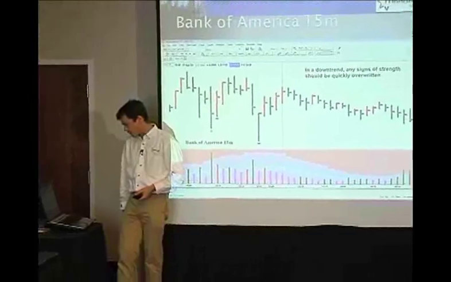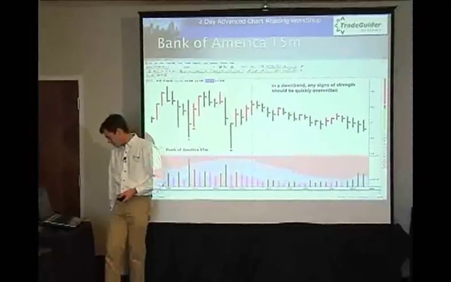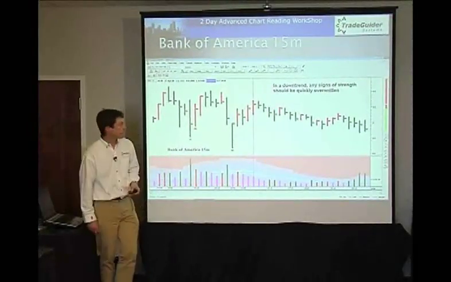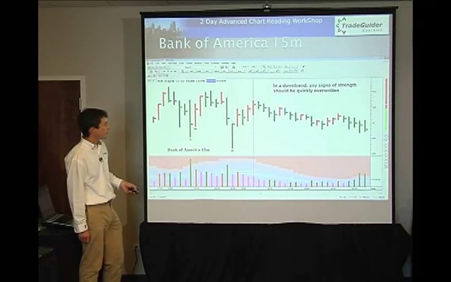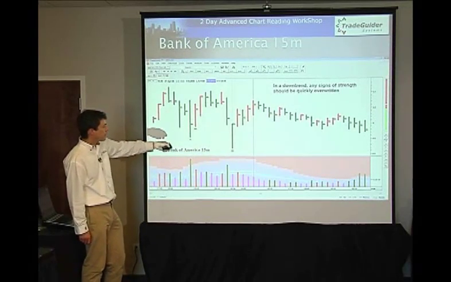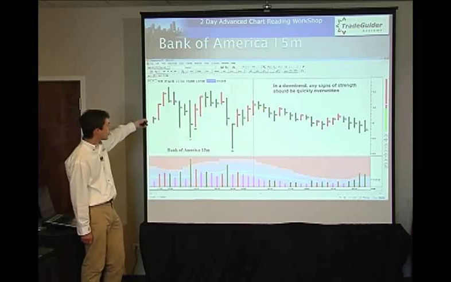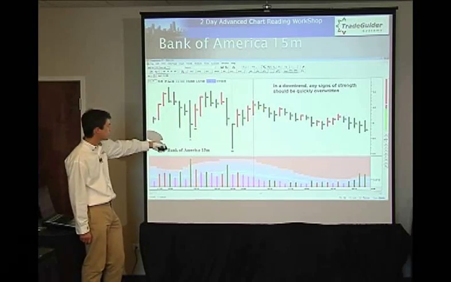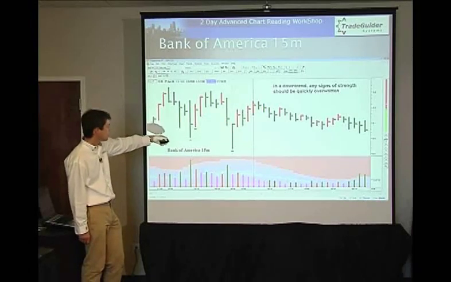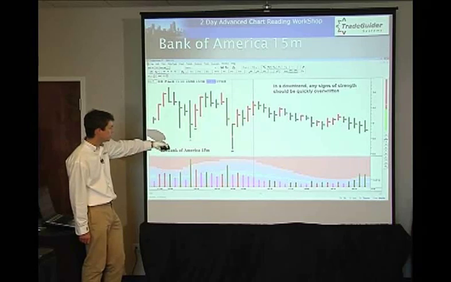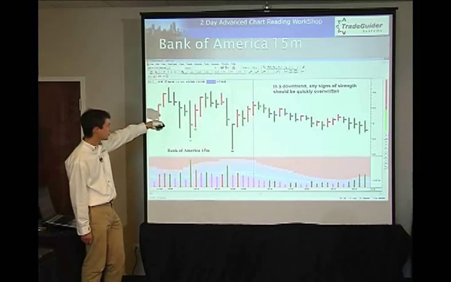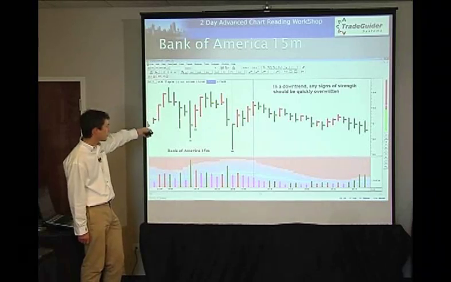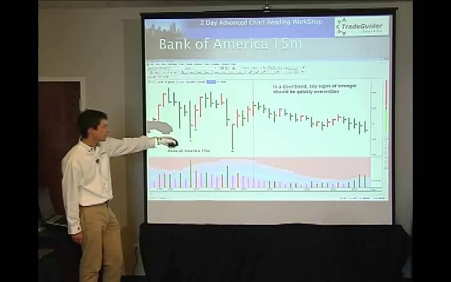Okay, Bank of America, 15 minutes. Okay, so in a downtrend, again, any signs of strength should be quickly overwritten. Okay, so I'm not referring to this, obviously. The specialist has tried to reaccumulate, or interests have tried to buy, but the result is that it's just been too weak. So they've made an attempt back here, so the market's still in a downtrend.